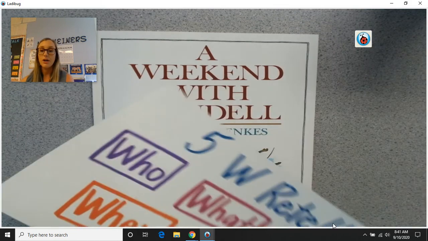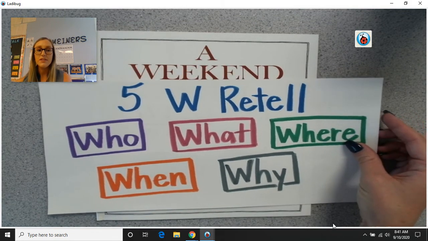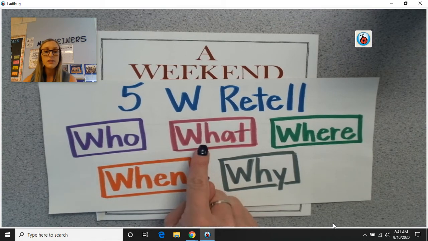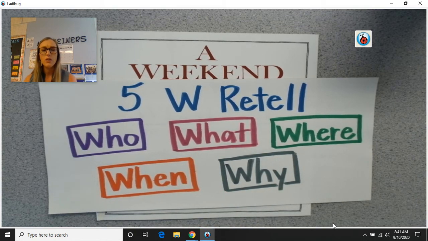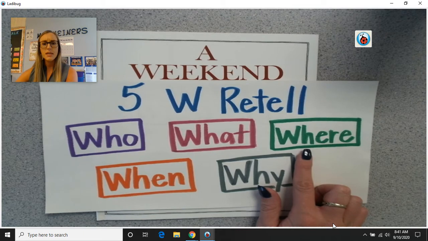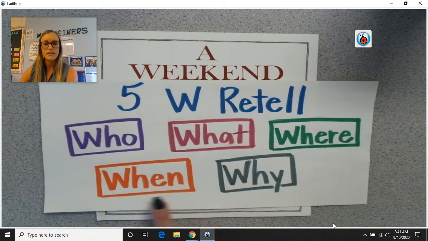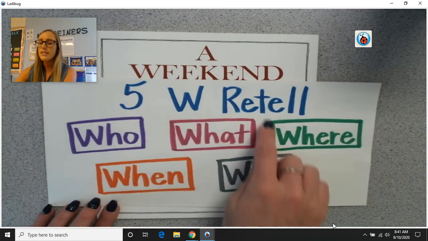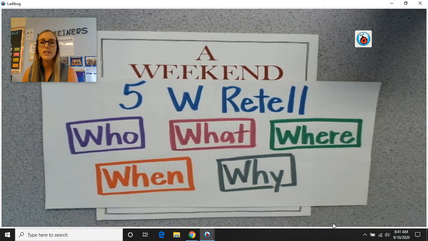So I want you to remember, as you're thinking about this story, take some time to think back at who was in the story, what happened in the story. So ask yourself, what happened in the beginning? What happened in the middle? And what happened at the end? And then you're going to ask yourself, where were they? Where did the story take place? And when did the story take place? And the last question you're going to ask yourself is why? Why was there a problem? Why did Wendell change? Why did Sophie change? Okay, so as you're listening, be thinking about that 5 W.